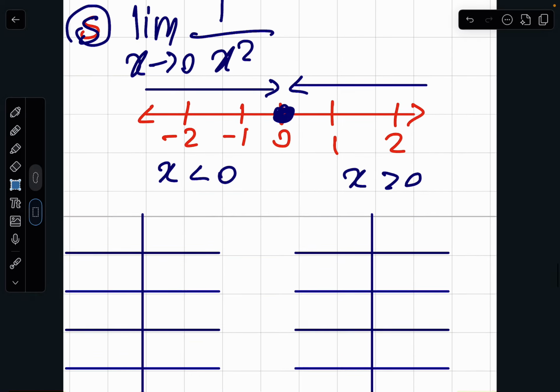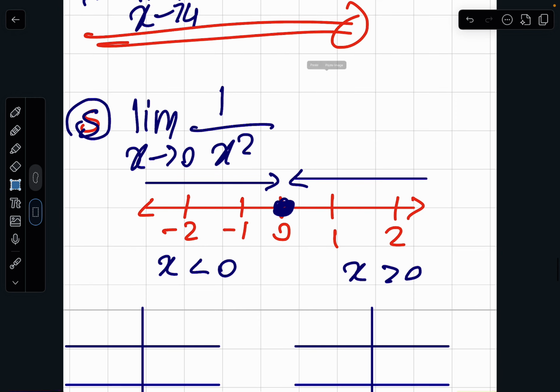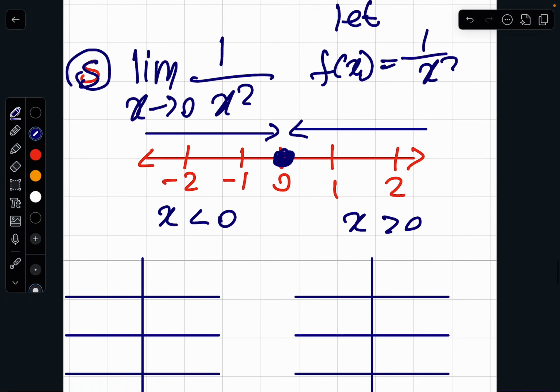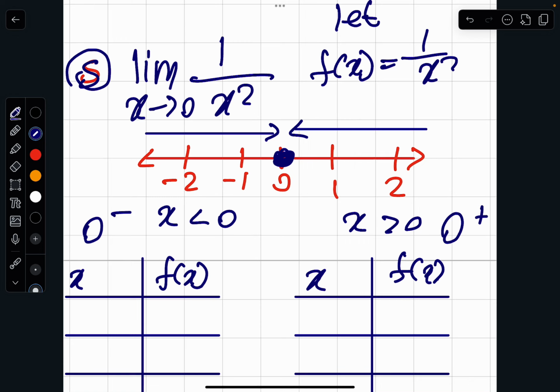Let's focus. Let f of x equal 1 over x squared. Here you have x, here you have f of x. Here you have x, here you have f of x. Understand? These tables are approaching what? We're approaching 0 from the left. This one is 0 from the right.